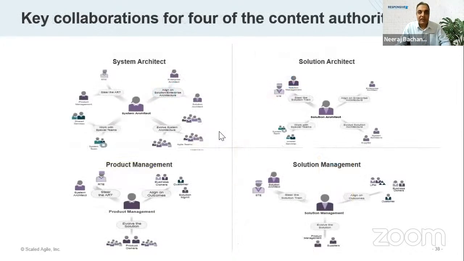The other change in terms of roles and responsibilities is the four content authority roles: the product manager, the solution management, and correspondingly on the technical side, the system architect and the solution architect. How are they collaborating with the other roles towards the success of those outcomes? So for example, you can see that product management, to steer the ART, has to collaborate very strongly, very tightly with the RTE and the architect both. Similarly, to align on the outcomes, product management definitely needs the customer, but also needs solution management and business owners to make sure the ART is going in the right direction, at least on the outcomes.